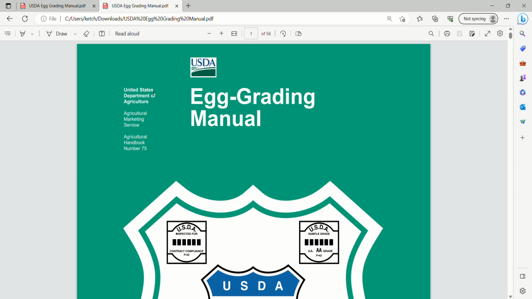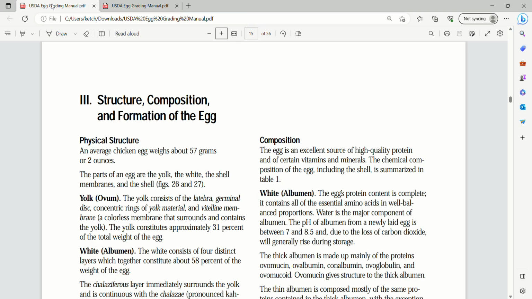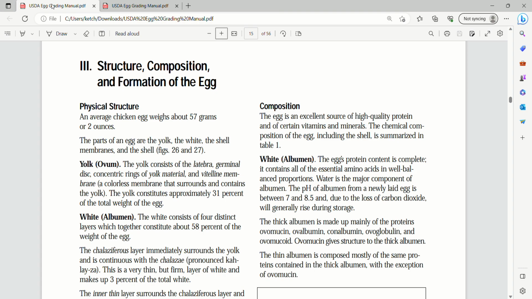USDA Egg Grading Manual, Agricultural Handbook number 75, Chapter 3, Structure, Composition, and Formation of the Egg. Physical structure. An average chicken egg weighs about 57 grams or 2 ounces. The parts of an egg are the yolk, the white, the shell membranes, and the shell.